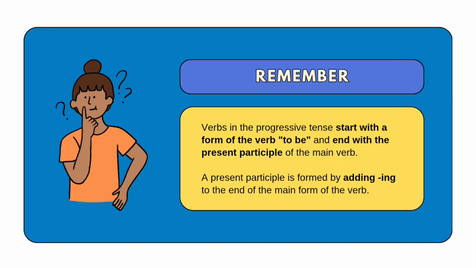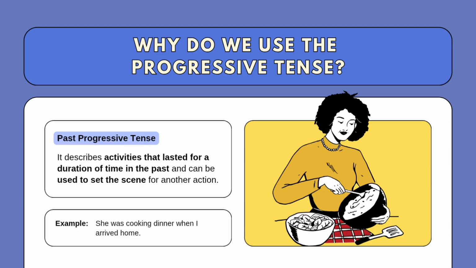Always remember, verbs in the progressive tense start with a form of the verb to be and end with the present participle of the main verb. A present participle is formed by adding ing to the end of the main form of the verb. Moving towards the types of progressive tense.